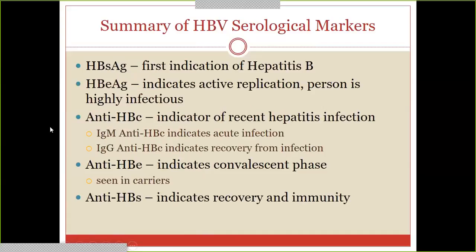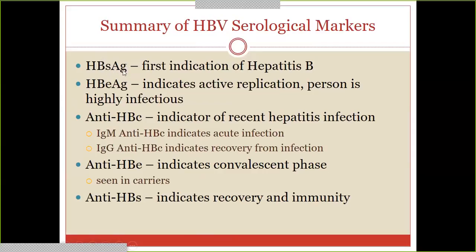All right, so here is a summary of the markers, and we're going to learn this in immunology. So if you have not taken immunology yet, we will get to it there as well, but you should be aware and familiar with these Hep B markers. So anytime that somebody first gets hepatitis B, they will make the hepatitis B surface antigen.